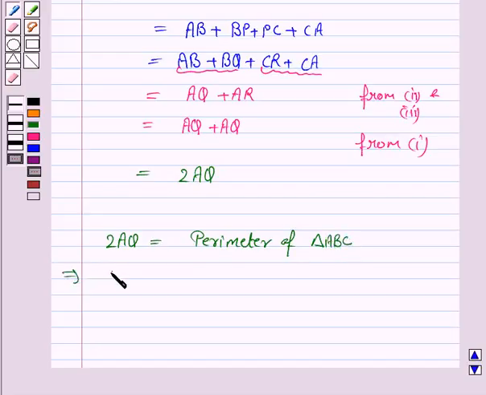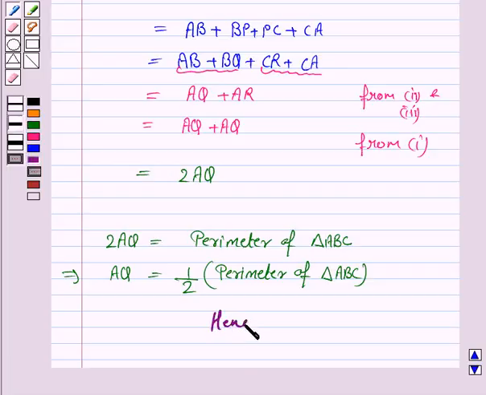So this implies AQ is equal to 1 by 2 of the perimeter of triangle ABC. And this is what we had to prove. So, hence the result is proved.